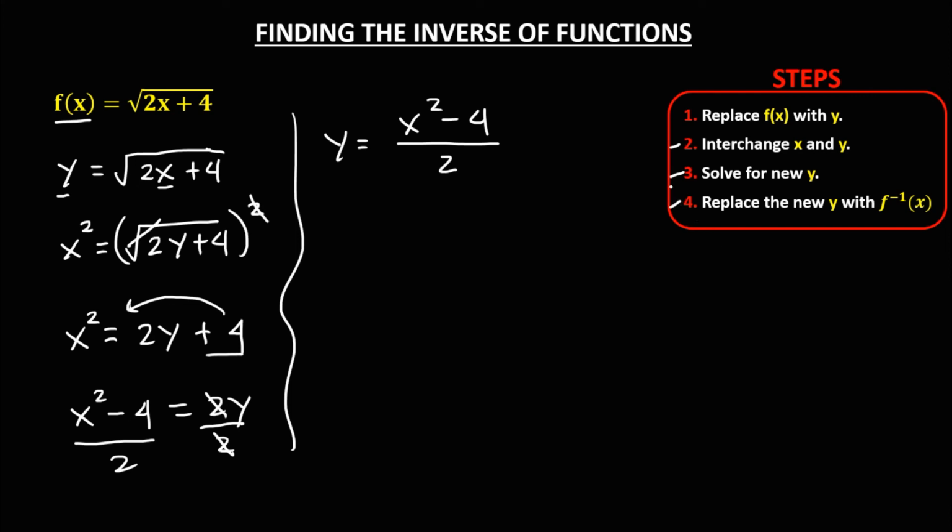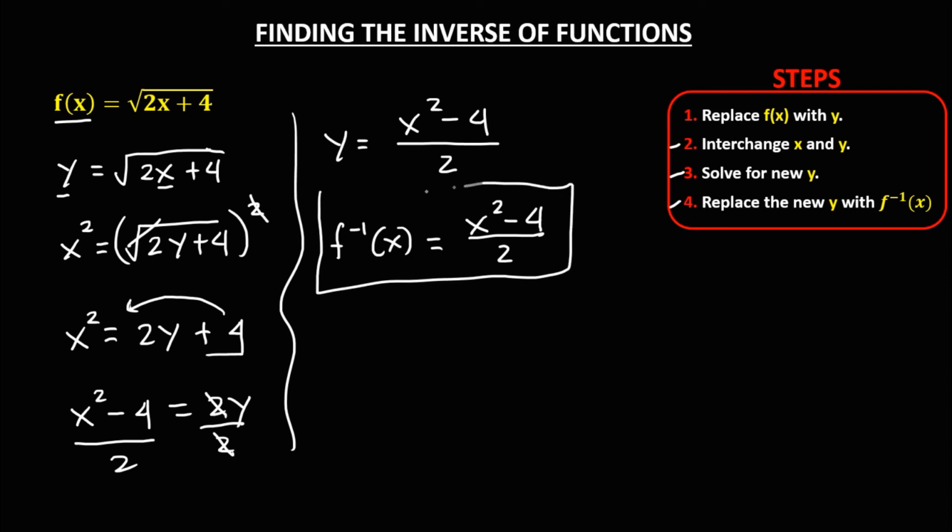Then replace y with the inverse of f of x. So we have the inverse of f of x equals x squared minus 4, over 2. So this is now the inverse of this equation.